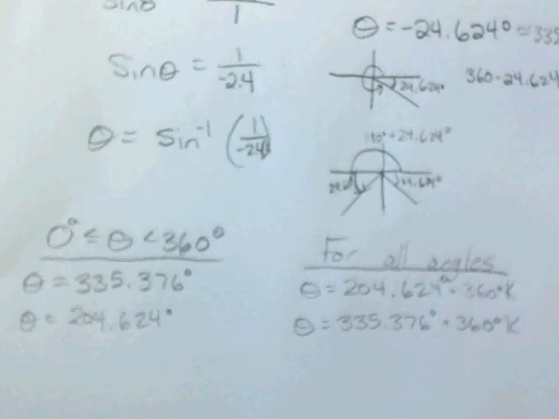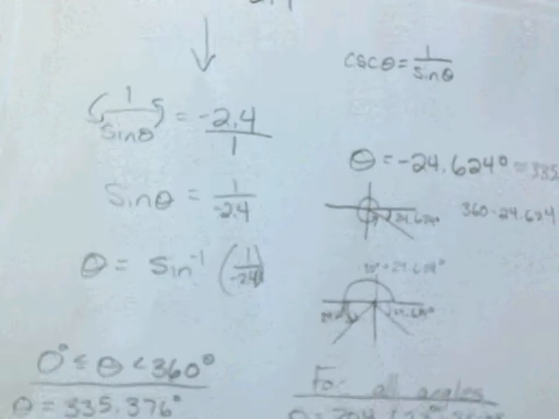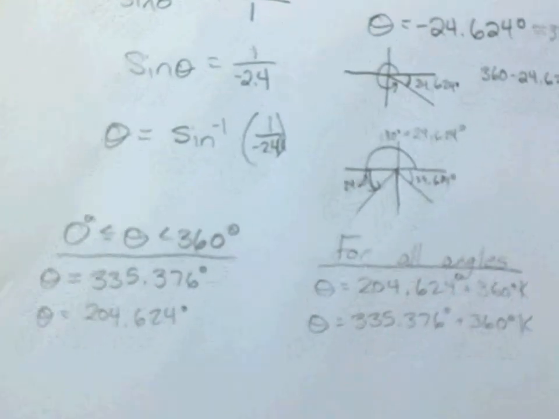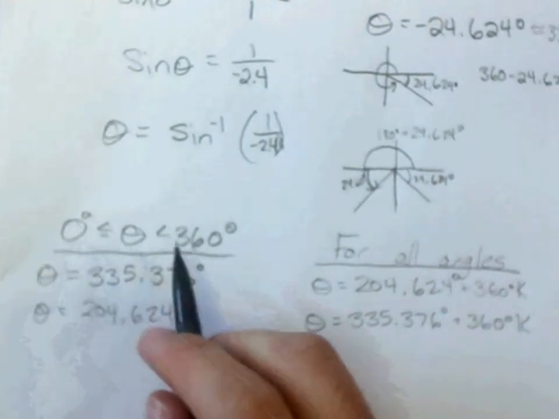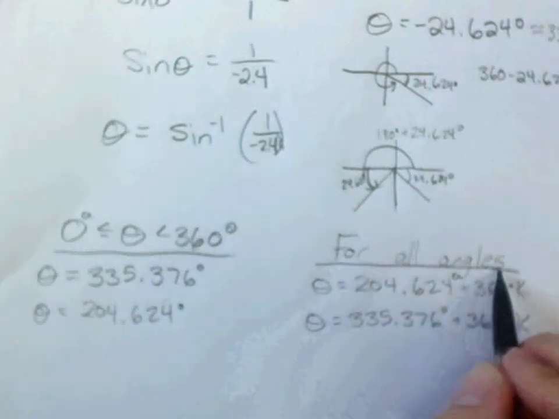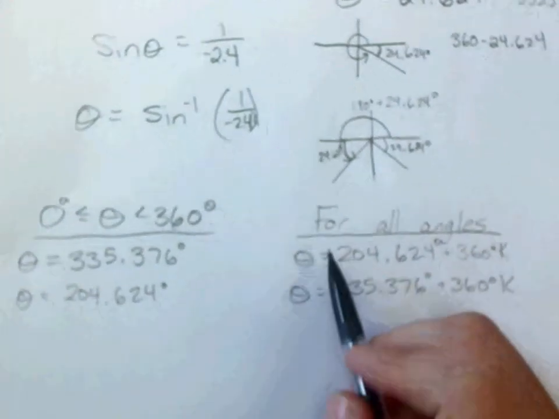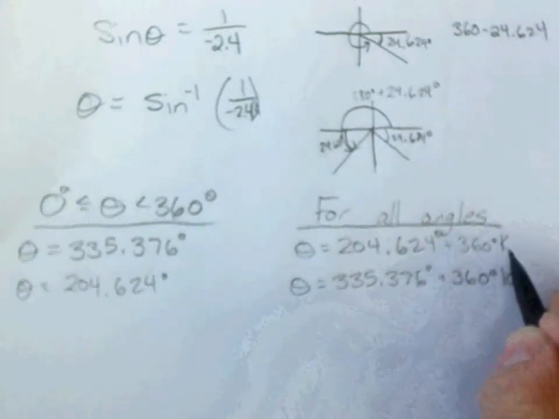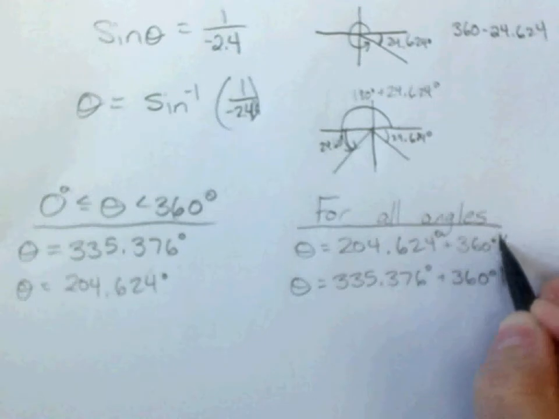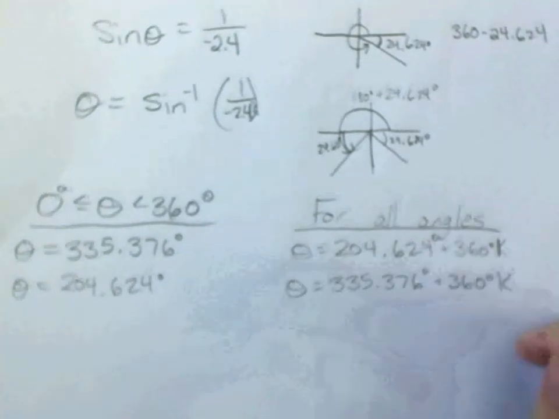So our original problem, cosecant theta equals negative 2.4, produces these solutions. These are all the solutions between 0 and 360. Note that there are two of them for all angles, so that's less than 0 and greater than 360 and everything in between. We have an infinite number of solutions denoted by this K, which tells us our answers could happen multiple different ways. And we have one more problem.